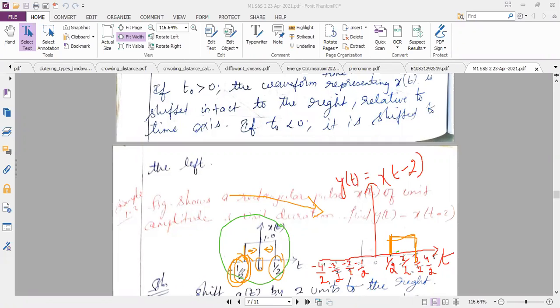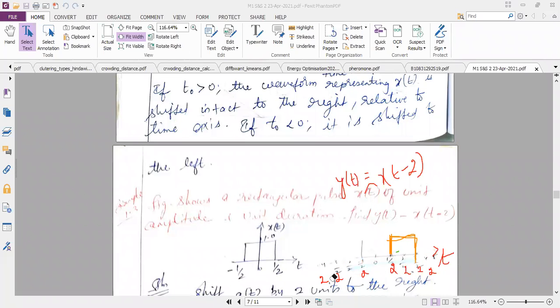Suppose it is a 3 times shift. Can you tell me where the edge would start in the final diagram? 2 by 2. Very good, 2 by 2. And what about the other edge? 4 by 2. Very good. So I hope you understood this problem. So shifting you understood.